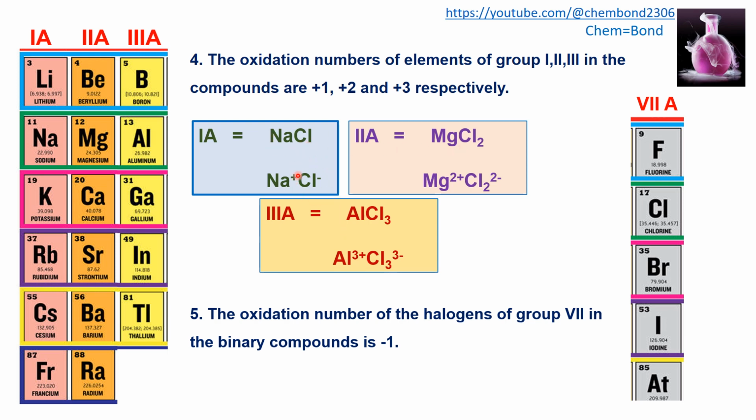Here the chloride has -1. But we will put -2 over there because there are two chlorides, but each chloride has -1. Here we will put -3 over these Cl3. There are 3 chlorides and each has -1. So the oxidation number of halogen of group 7A in their compounds will have -1 oxidation number.